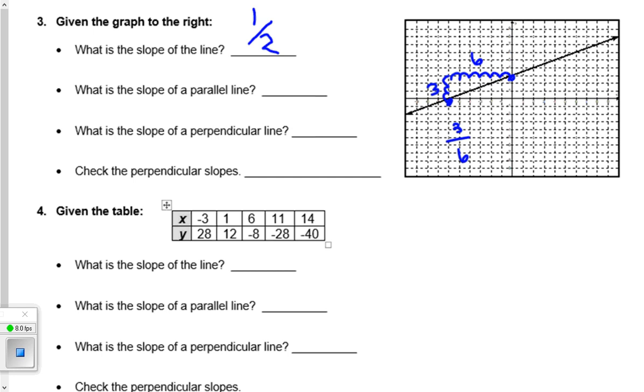So what is the slope of a parallel line? Well, we just learned that they're supposed to be the same, so 1/2. What would be the slope of a perpendicular line? Well, it's supposed to be opposite signs, so negative, and a reciprocal, so 2/1, or just -2.